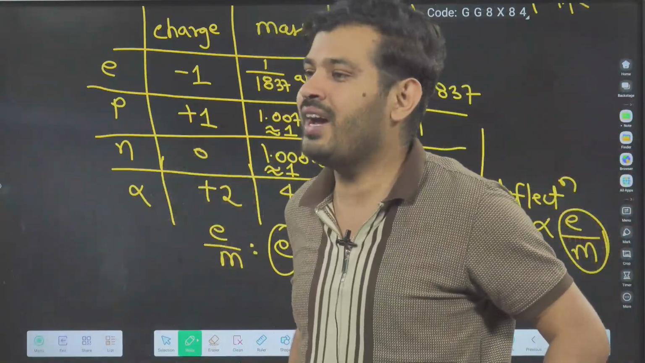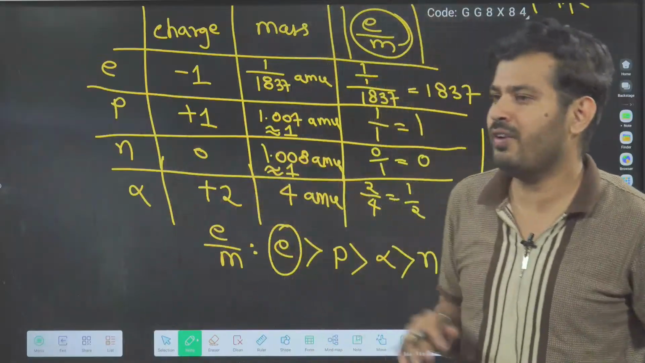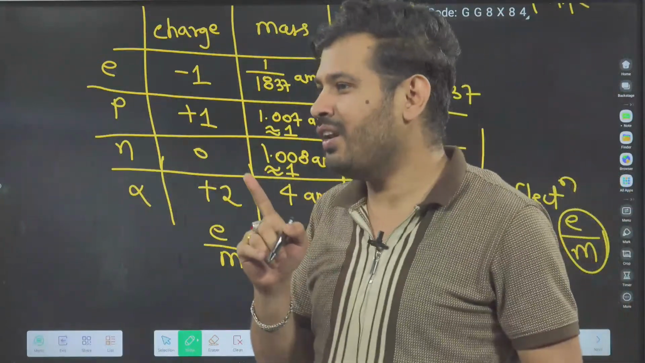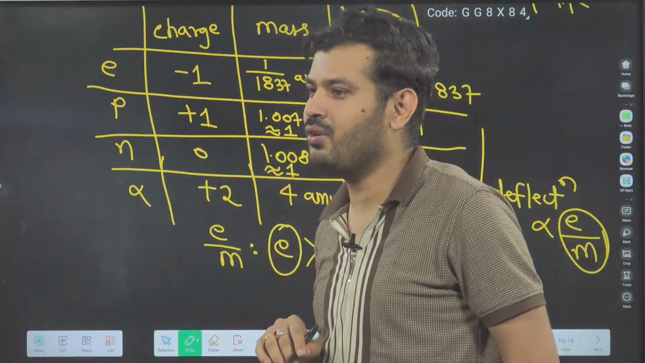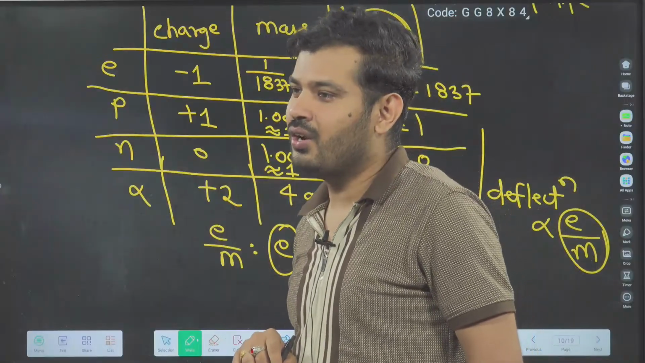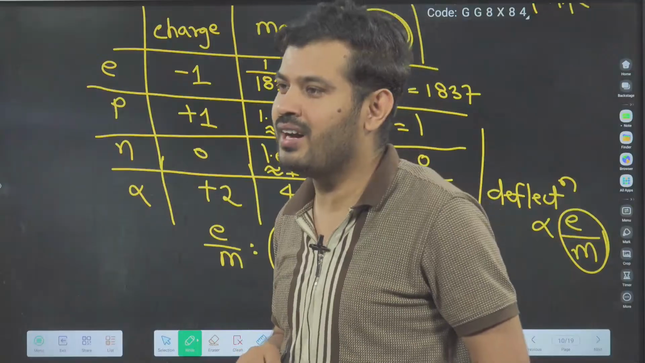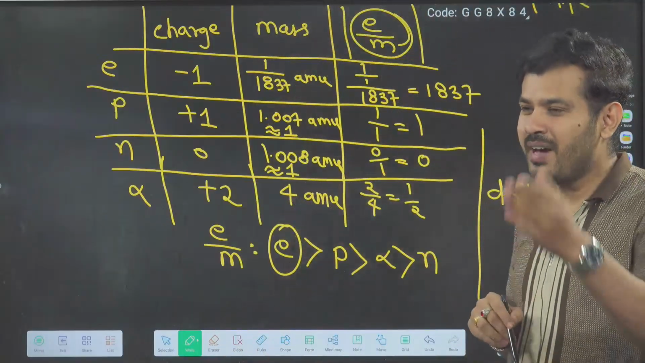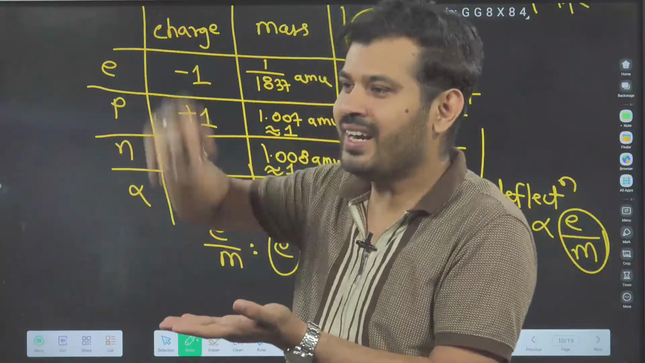Can anyone answer why the neutron will have no deflection, almost no deflection? Not due to heaviness. Yes, because of E by m. Very good, Risvita. It is because the E by m value is 0. E by m being 0 means E itself is 0. If the charge is 0, no charge, why would it get deflected?